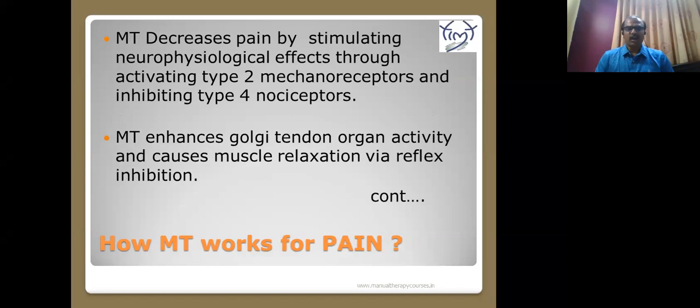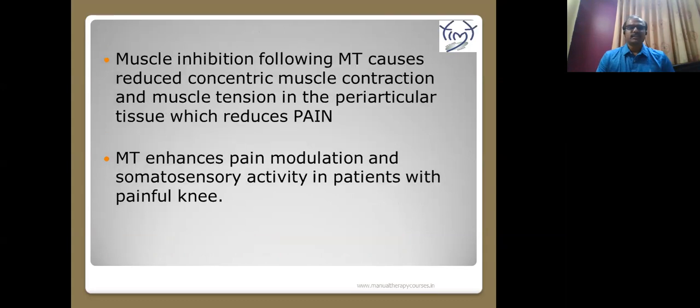So how does manual therapy work for pain? As we all know, we have neurophysiological effects, through which we influence pain. Manual therapy also enhances the Golgi tendon organ, so it causes muscle relaxation via reflex inhibition. Any type of manual therapy has a neurophysiological, mechanical, or vascular effect. Here too, the neurophysiological effect relaxes the muscle. When there is muscle inhibition, it reduces concentric muscle contraction and the muscle tension in the periarticular structures. When that reduces, it reduces the pain. That is how it is helpful to treat the painful knee.